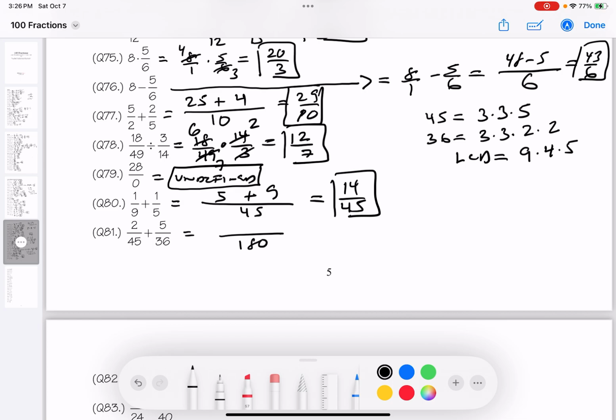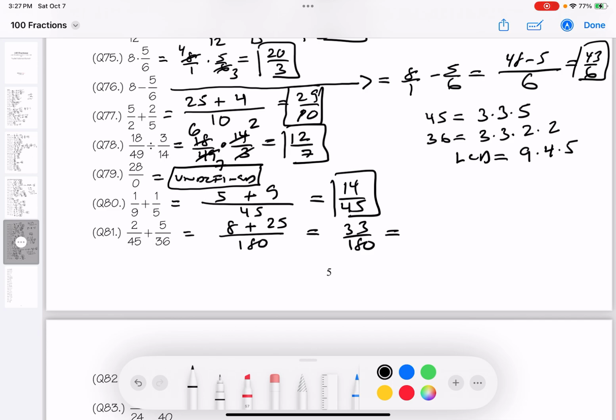All right, 45 times what is 180? 4 times. 4 times 2 is 8. What times 36 is 180? It's 5. Again, 5 times 36 is 150 and 30, 180, so 5. 5 times 5 is 25. We're left with 33 over 180.